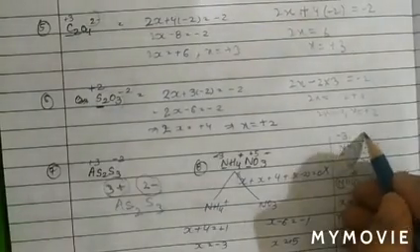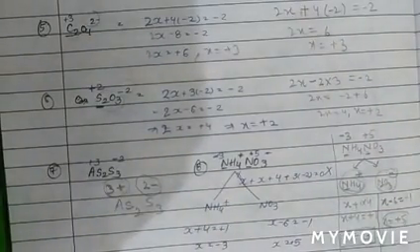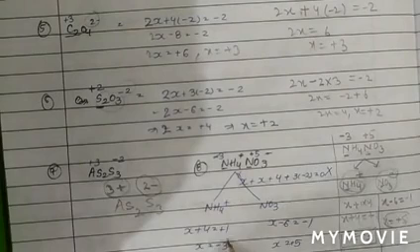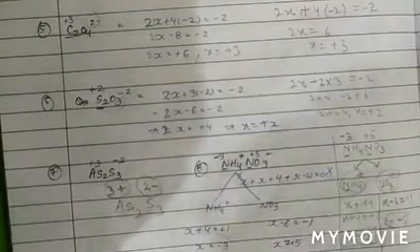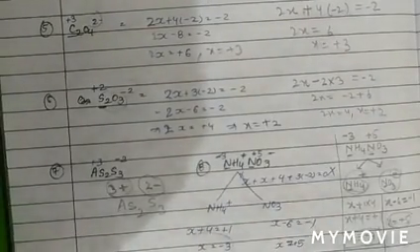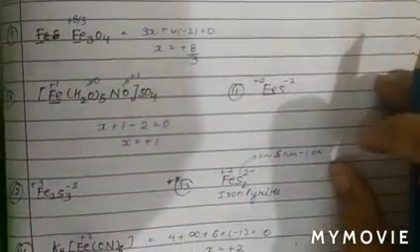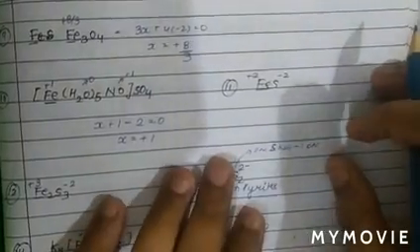So in ammonium nitrate, nitrogen is present in two oxidation states. One oxidation state of nitrogen is -3 and the other is +5. So the two states of nitrogen are -3 and +5. So X equal to +5. See the next compound.